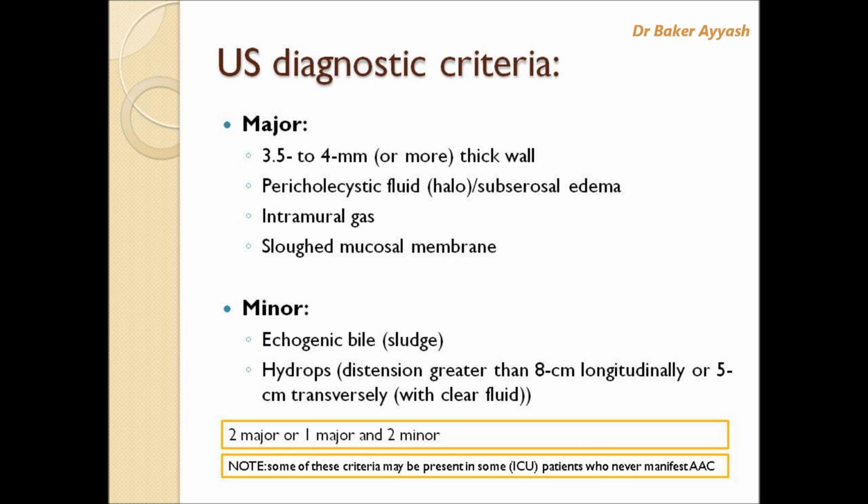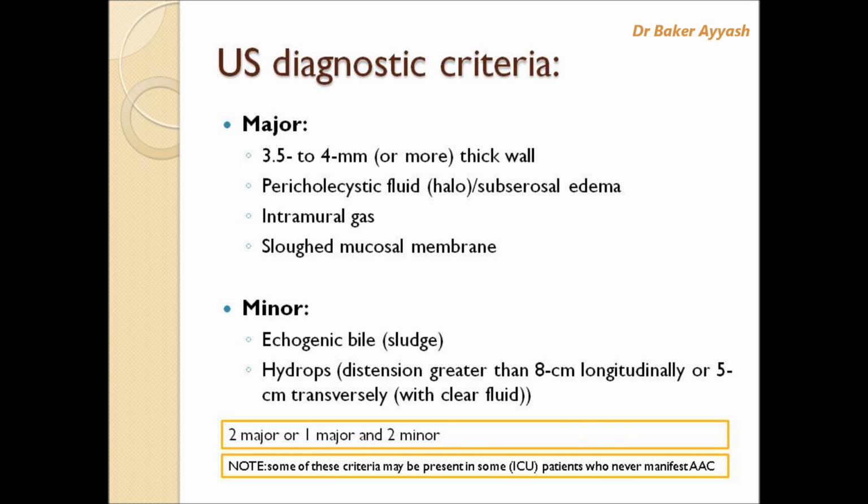Major criteria are the following: 3.5 to 4 millimeter or more thick wall, pericholecystic fluid, intramural gas, sloughed mucosal membrane. Minor criteria: echogenic bile, sludge, and hydrops. What is hydrops? Hydrops is distension greater than 8 cm longitudinally or 5 cm transversely with clear fluid.